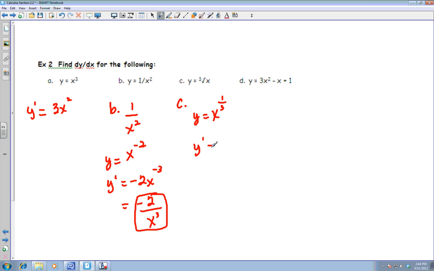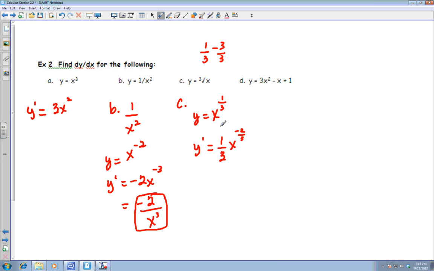Y prime equals. Bring down your exponent. Subtract 1 from your exponent. So 1/3 minus 1 would be the same thing as 1/3 minus 3/3. That's negative 2/3.